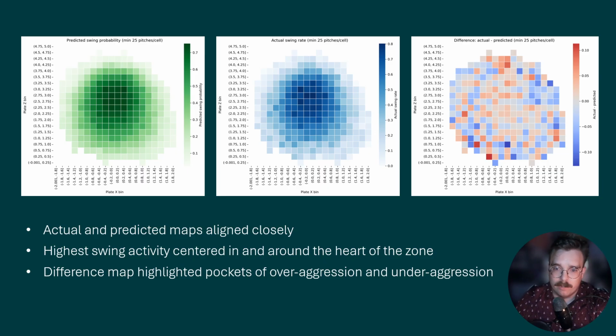So the technical route here was straightforward but powerful. Predict swing probability at the pitch level, bin those predictions into a strike zone grid, and then compare actual behavior to expectation. The result is a visual framework that can support baseball interpretation.